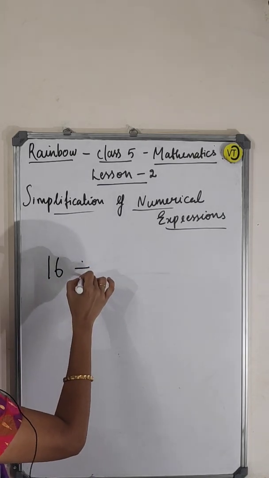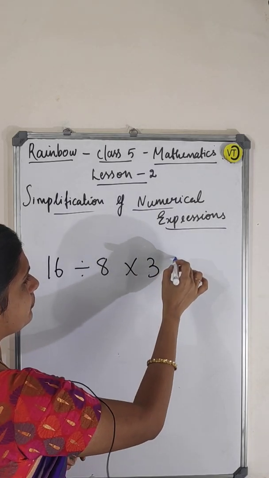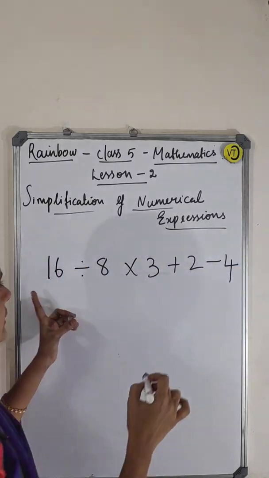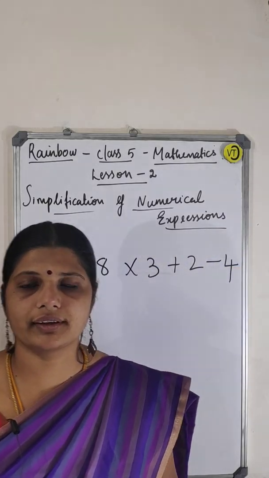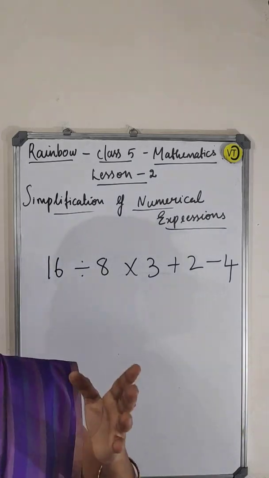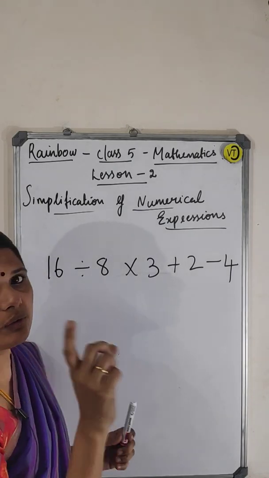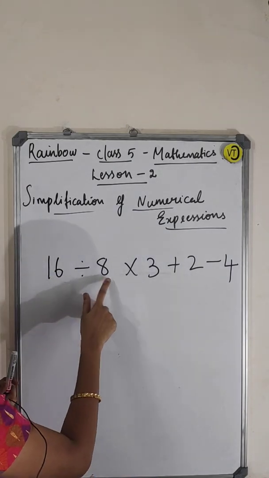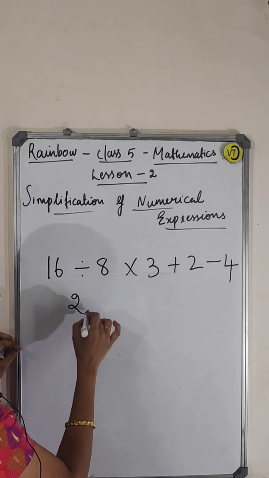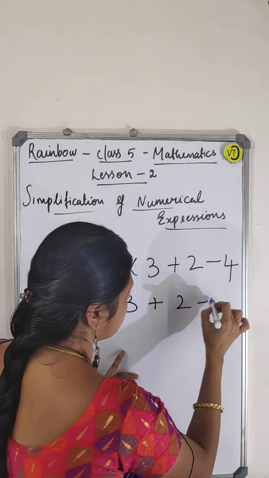16 divided by 8 into 3 plus 2 minus 4. In this question, all the operators are there: division, multiplication, addition, subtraction. Now, what I told you, BODMAS rule, division first. 16 by 8. What is 16 by 8? 2. One operation is over now. The remaining, everything you write down.